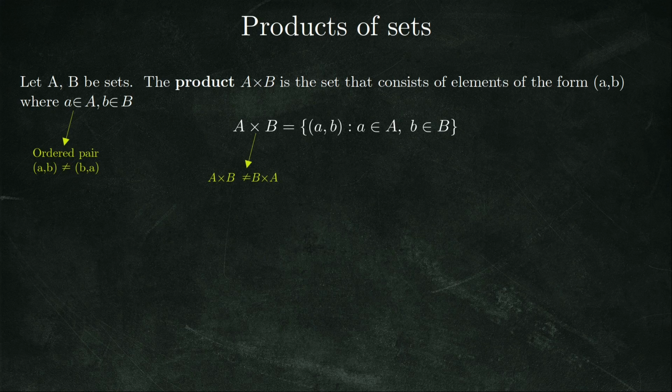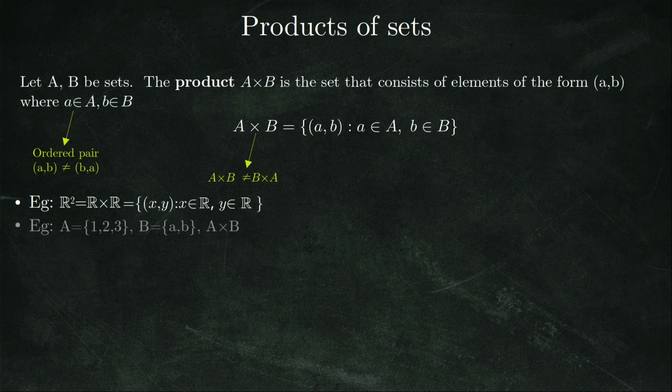So now let's look at some examples. Our first example is R squared. Now R squared is just the 2D plane, and as a set we can think of this as R cross R. And this is the set that consists of all coordinates (x, y), such that x is in R, y is in R. In our second example, A is just {1, 2, 3}, and B is just {a, b}. Then you can work out A cross B on your own and work out all the elements, or I'll just put up the answer in a second.